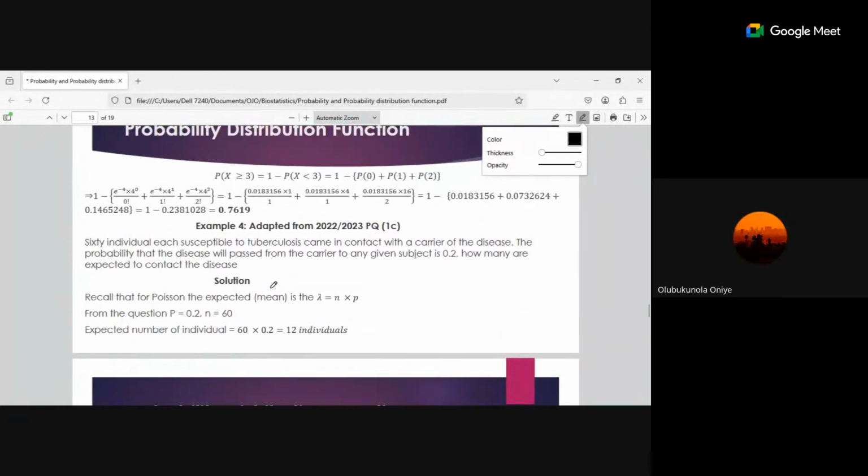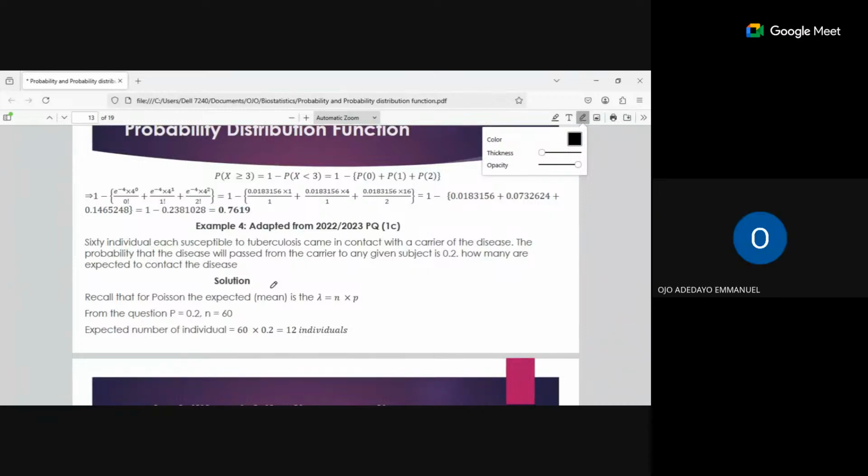Yes, sir. Okay, lastly, let us check the final question under Poisson distribution. Now, 60 individuals, each susceptible to tuberculosis, came in contact with a carrier of the disease. The probability that the disease will spread from the carrier to any given subject is 0.2. How many are expected to contract the disease?